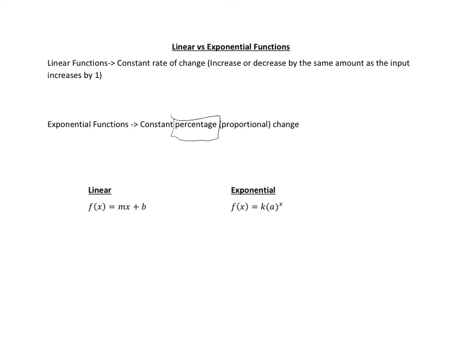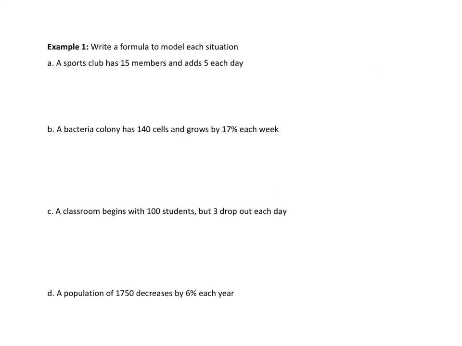And so let's keep in mind as we go through, we're going to try and write some linear and exponential functions. We've got these two forms that we use. So if we think it's linear, it's going to follow some type of mx plus b form. If it's exponential, it's going to be this k times a to the x form. So here we have a few different examples, and we're going to try and decide if these are linear or exponential, and then write the function.